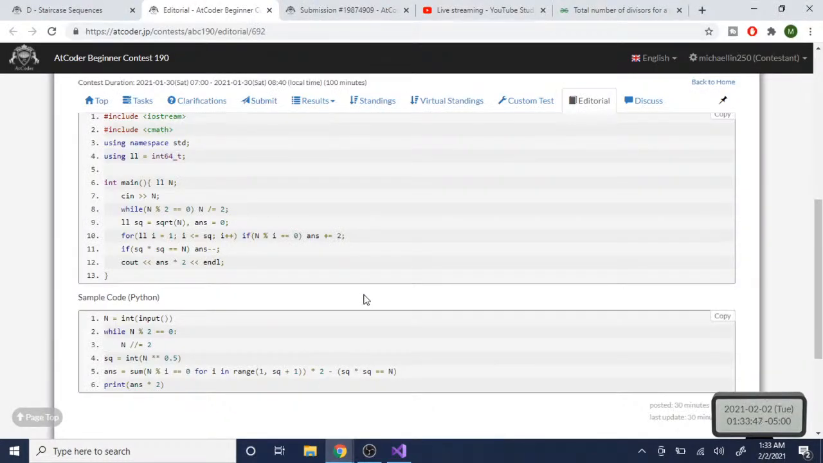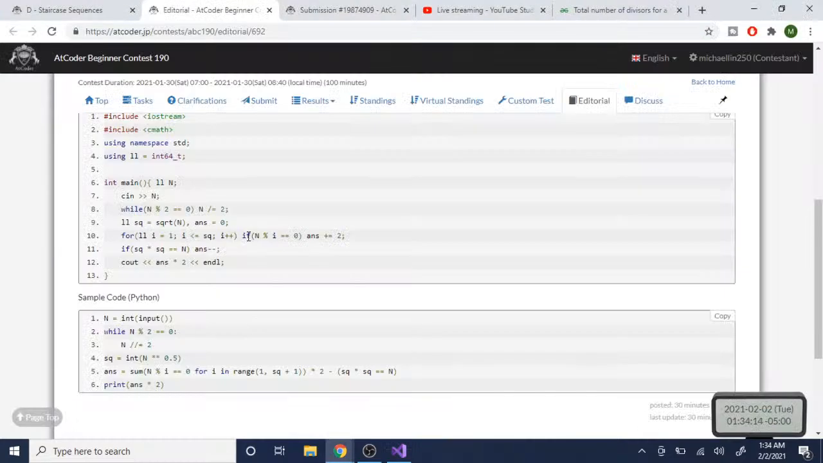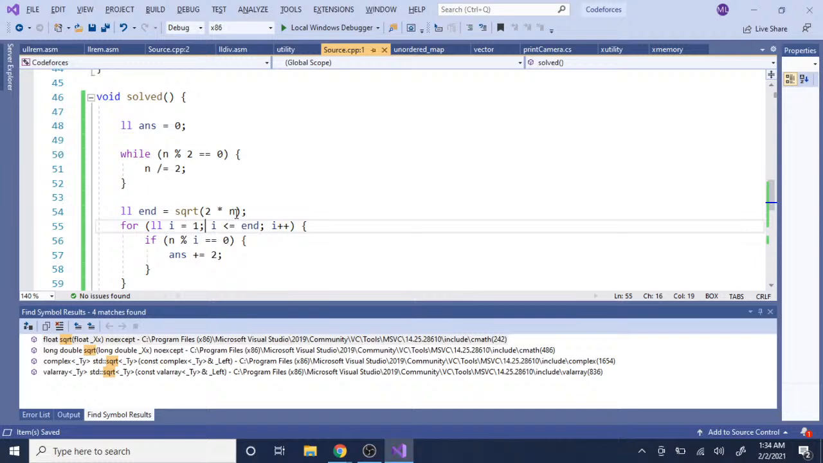So if it's a perfect square, we wait? I don't know. Perfect square, we wait. Something's strange then. I don't know what's wrong. Okay, answer 0. Square root is 2 times n. Square root of 2 times n, right? Oh, square root of n. That's weird. Okay.